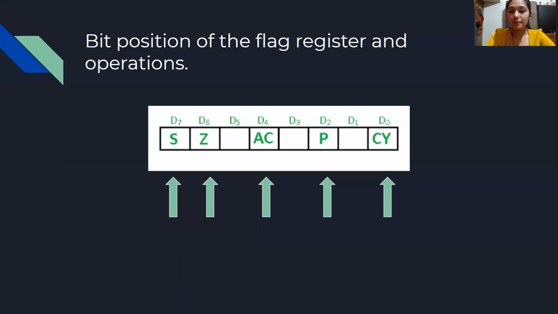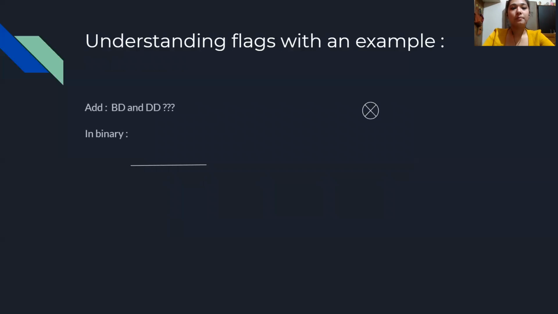Now, the sign flag is decided by the most significant bit of the operation being performed. It is responsible for giving us information about whether the result is an unsigned number or a signed number. So we'll be taking up a problem and having a clear view of what these flag registers do. Okay, so we have to add, for example, BD and DD. So B in decimal is equal to 11 and D is equal to 13. Okay, so representing BD and DD in binary is shown on the screen.